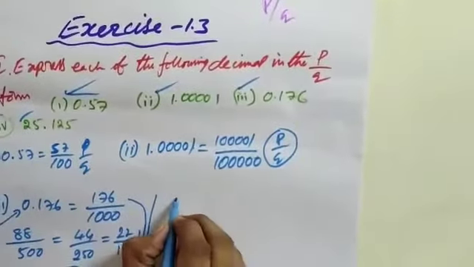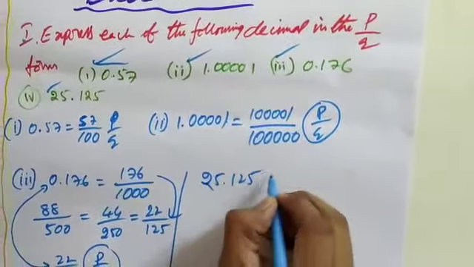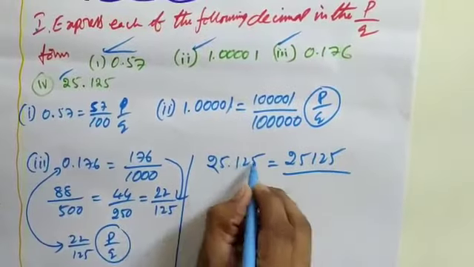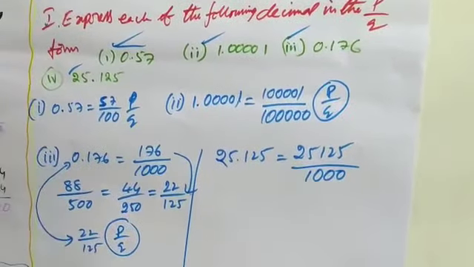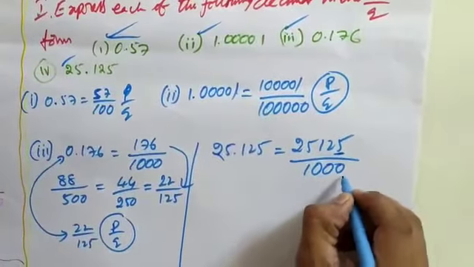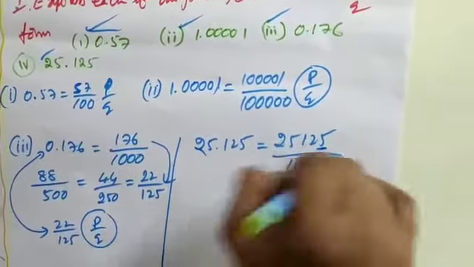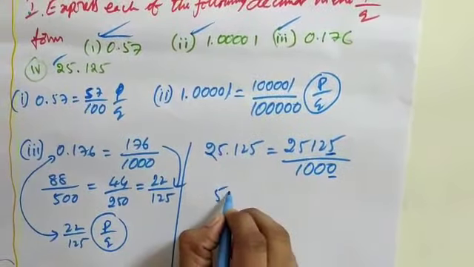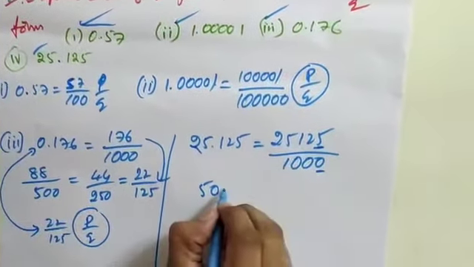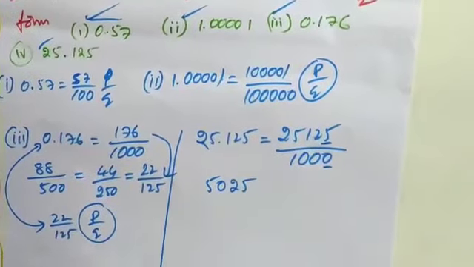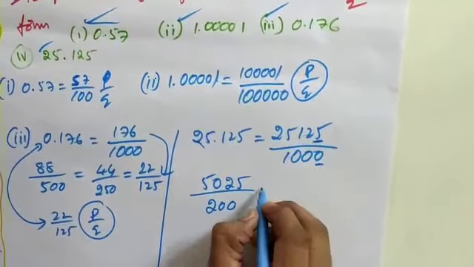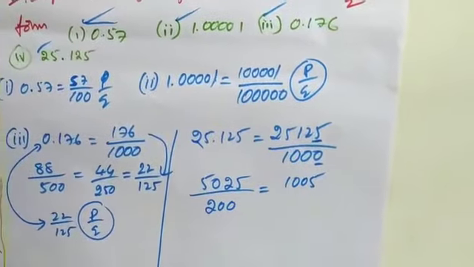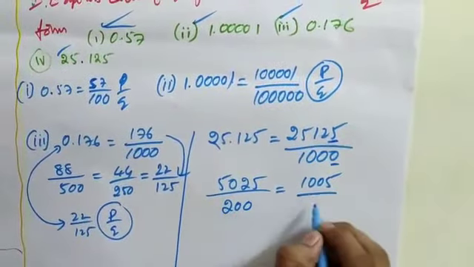Like the fourth, 25125 divided by, after the point, how many digits? Three digits, so 1000. The numerator's unit digit is 5 and the denominator's unit digit is 0, so both numbers are divisible by 5, according to the divisibility rule of 5. Dividing both by 5, we get 5025 divided by 200, and again dividing by 5 gives 1005 divided by 40.